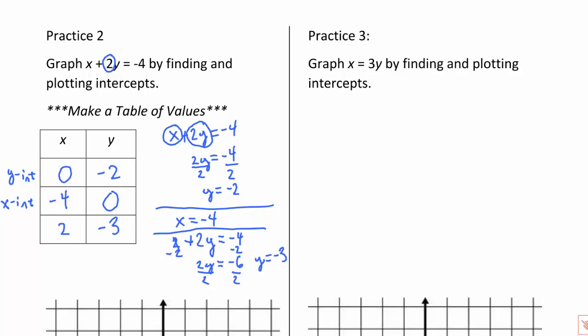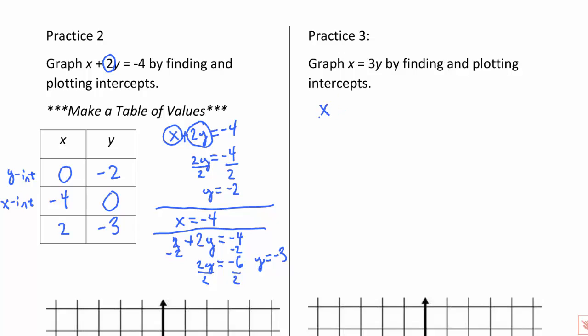We're going to do practice 3 now. It says graph x equals 3y by finding and plotting intercepts. I'm going to go ahead and work on here first, and then we're going to work in the other page so that I can actually graph on the coordinate grid.